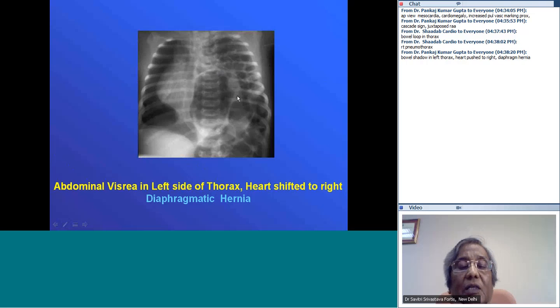I hope this is clear. And I think for the students, please keep this in your mind. This is a very typical X-ray, and you will be able to diagnose this condition easily only on the X-ray. Go to the next.